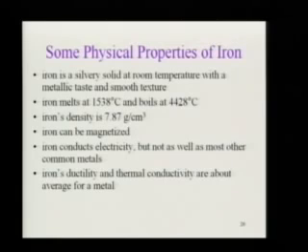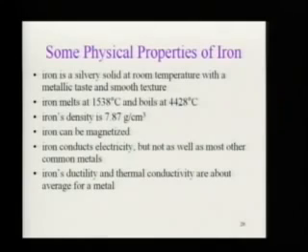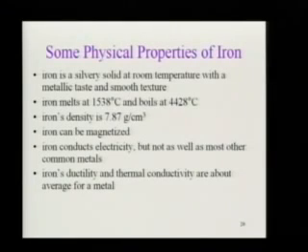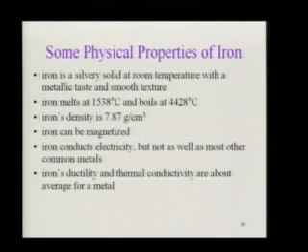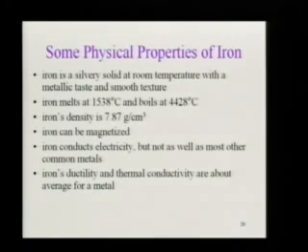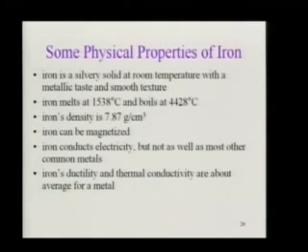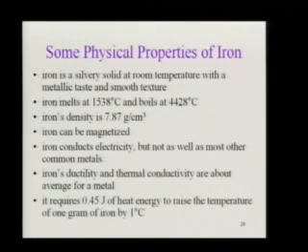Ductility. Anybody know what that word means? Yes, sort of both. The ability to be made into a conductive wire is what ductility means. Okay? You can sort of draw it out into wires. Its ductility and its thermal conductivity, how well it transmits heat from one place to another, are about average for a metal. That's a physical property of iron.